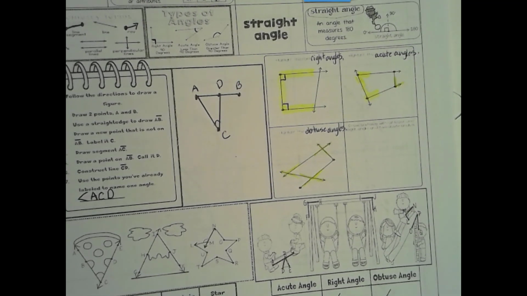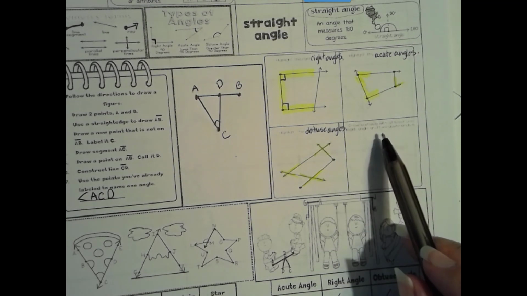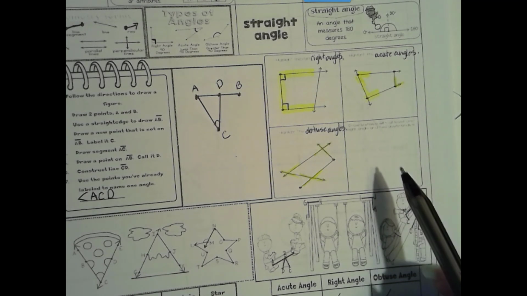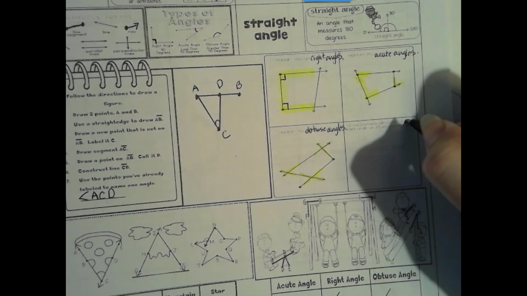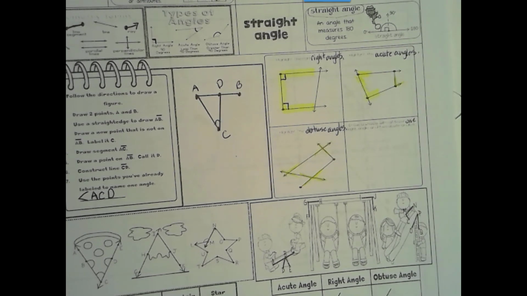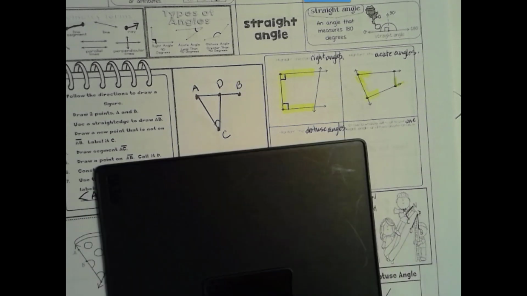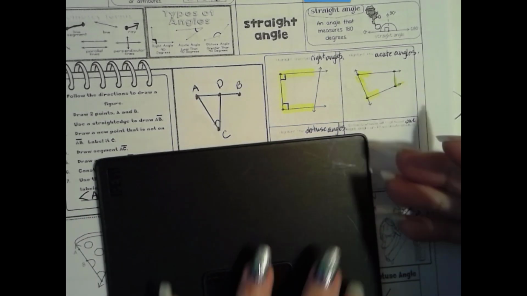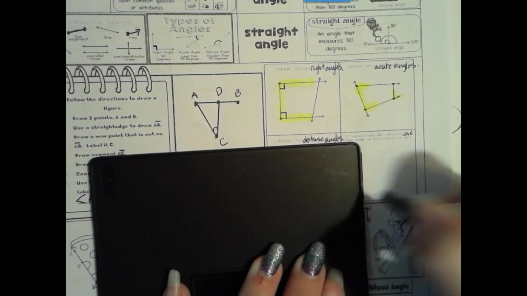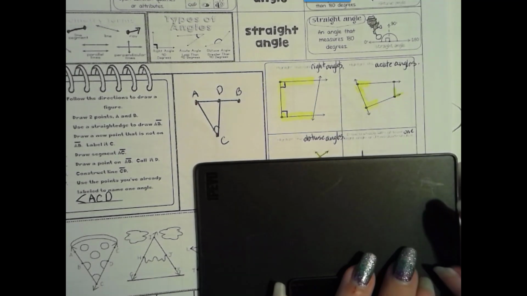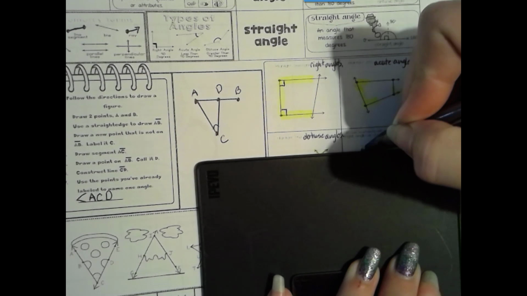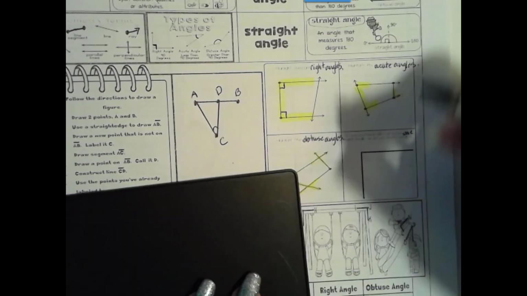Okay, and this last one, it says draw a shape with at least one right angle and two acute angles. So at least one right angle and two acute angles. So I'm going to use my straight edge. Now this is not going to necessarily be a perfect right angle. I'm going to do the best I can to get my right angle.